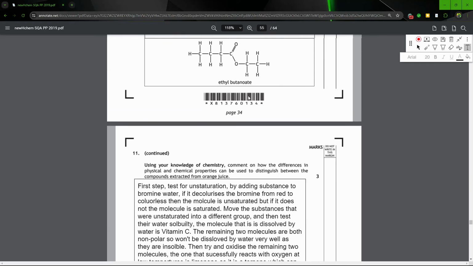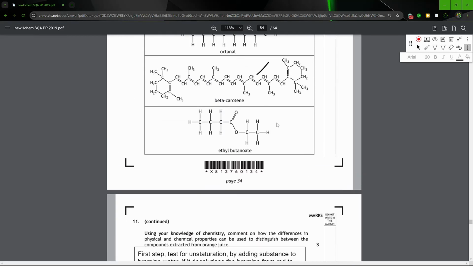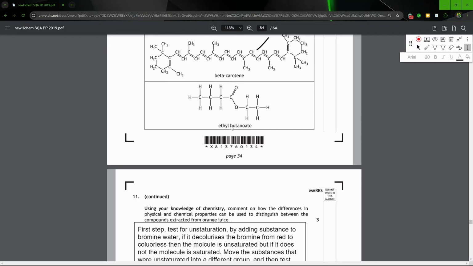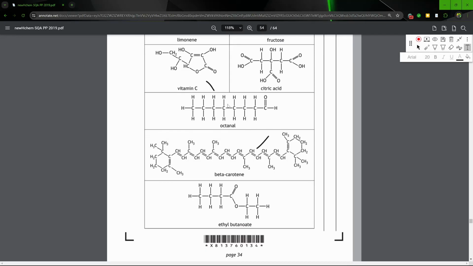Right, so now we've eliminated those two. We just need to distinguish between octanol and ethyl butanoate. And I think the best way to do this is probably to perform hydrolysis on ethyl butanoate, and then it won't do anything to octanol.